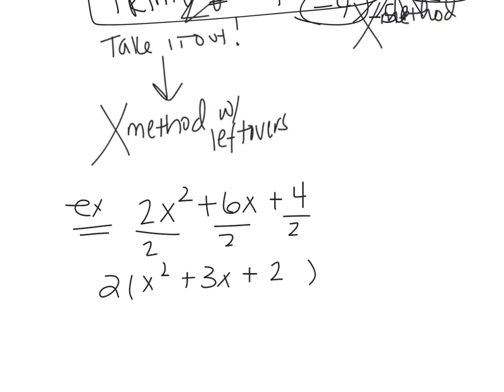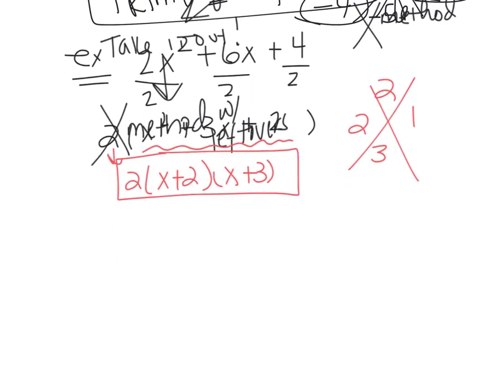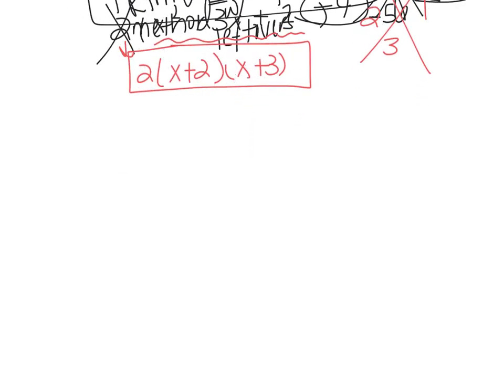Here's where you used to be done. But now you're going to take the leftovers and you're going to do the X method. 2 goes on the top, 3 goes on the bottom. Factors of 2 that make 3 are 2 and 1. So you have x plus 2 and x plus 1. But don't forget to bring down your GCF. And now you are done. We go ahead and we look at the next one.